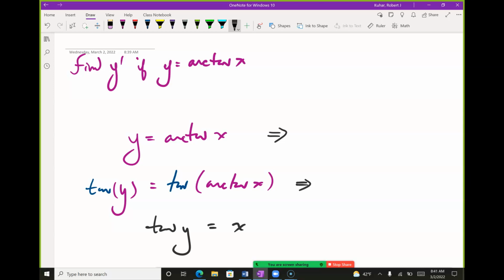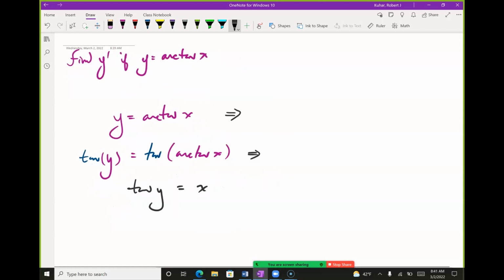And now not only do I have a triangle, so tangent of y is x, my angle is y, and x over 1 is tangent, and the remaining side is square root of 1 plus x squared.